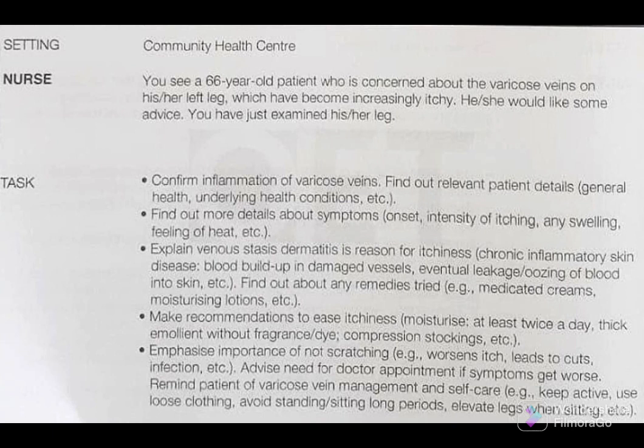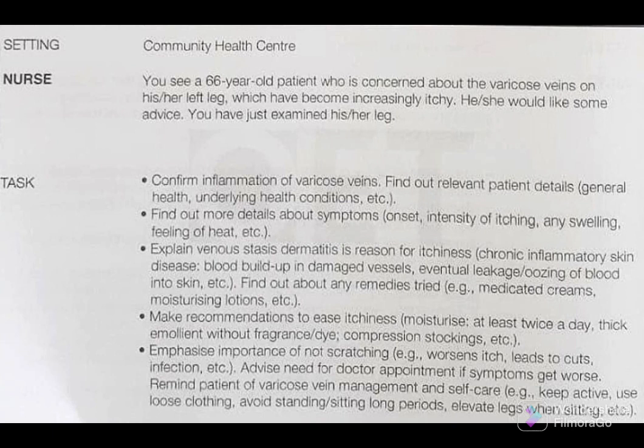Example, the patient's name is John. Here you have already examined, so how can we start? Well, Mr. John, thank you for allowing me to examine your affected leg. Upon my assessment, I can confirm that you have inflammation of your varicose veins. So that is a confirmation. That means after your assessment, the result of your assessment is the thing you are stating.